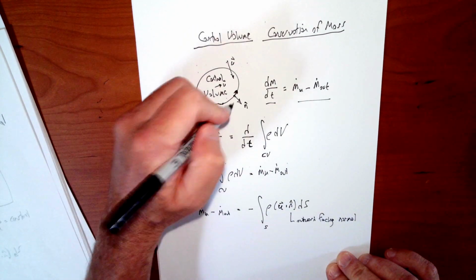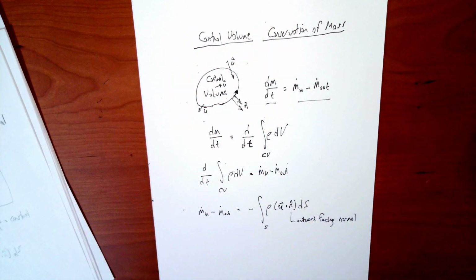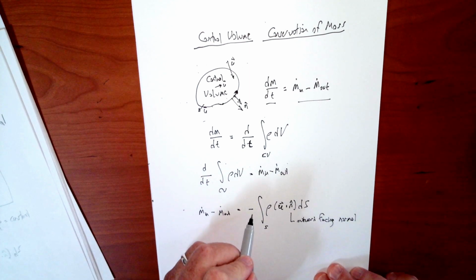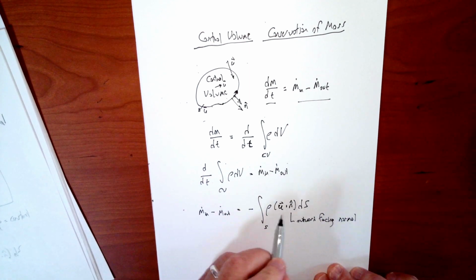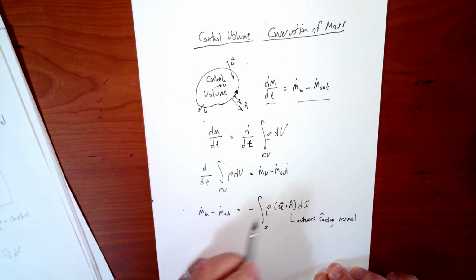If the vectors are aligned, so u and n are the same way, of course, that's bringing the maximum amount of mass out of the system. And so that's what this negative sign is saying. If u dot n is aligned, that's going to decrease the mass in our system. Right? It's going to decrease it.